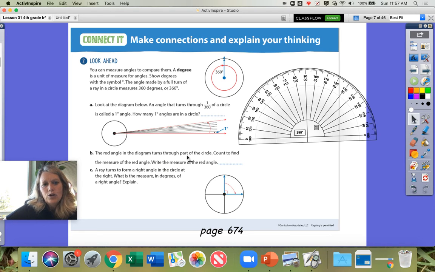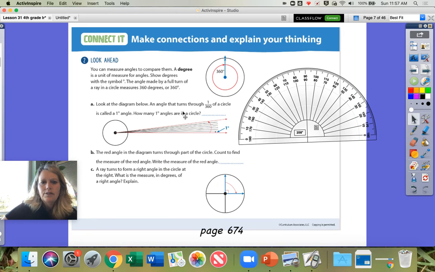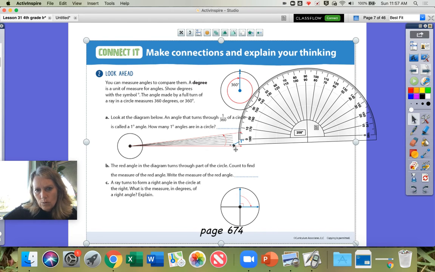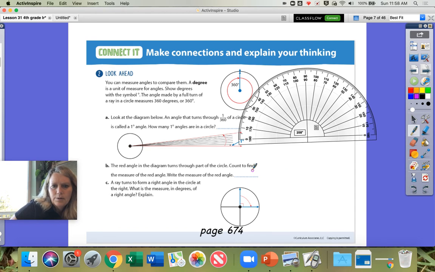The red angle in the diagram turns through part of a circle. So this red angle, this one right here, is going through part of a circle. There's 1 degree, and it's going up. Write the measure. Okay, so I guess you'd have to count that. It might be easier for you to see on page 674 because it looks very, very small to me, but I'll do my best. So that is 1, 2, 3, 4, 5, 6, 7. To me, it looks like 7 degrees. So you look and see what you think that is. And I'm going to put 7, and then I'm going to write the little degree symbol the best that I can. 7 degrees.